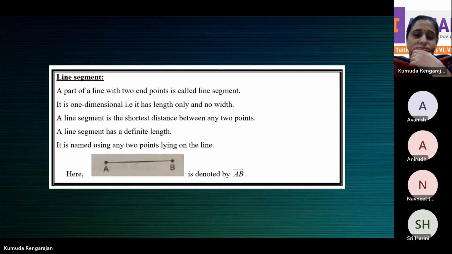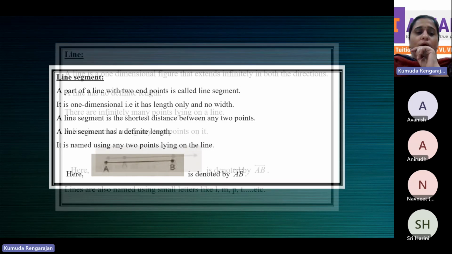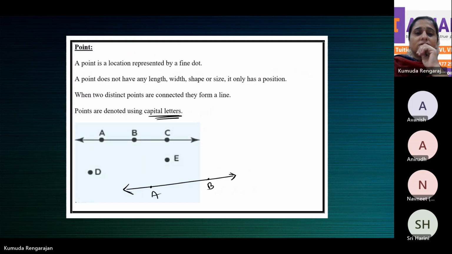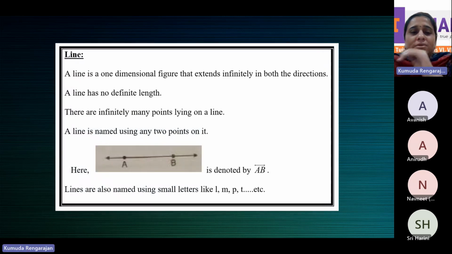Line segment. So you know a line segment has 2 endpoints, right? There's a starting point, there's an end point. So a line segment is also one-dimensional. That means it has only length. It does not have breadth or thickness. See, a point has no length, no breadth, no thickness, nothing. That means a point has no dimensions.